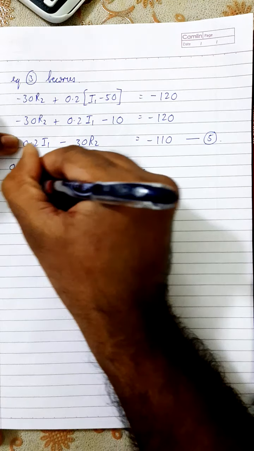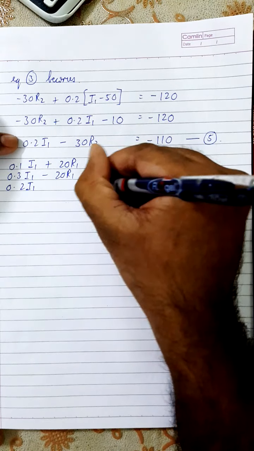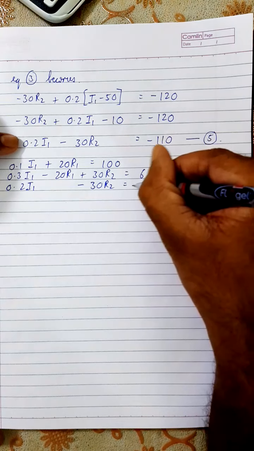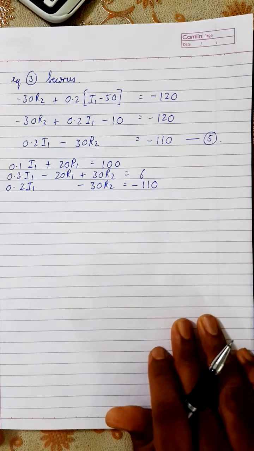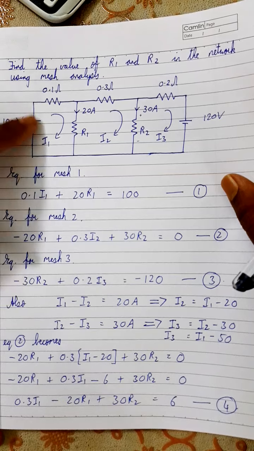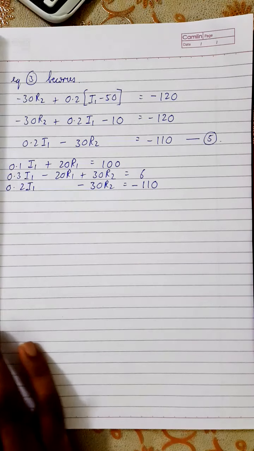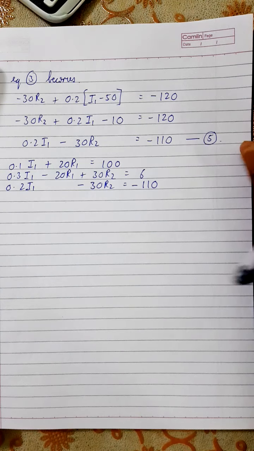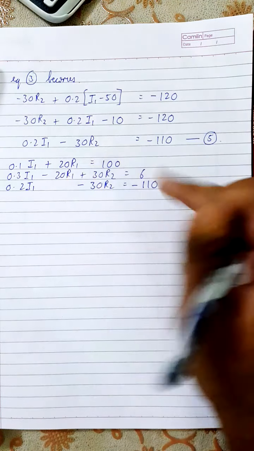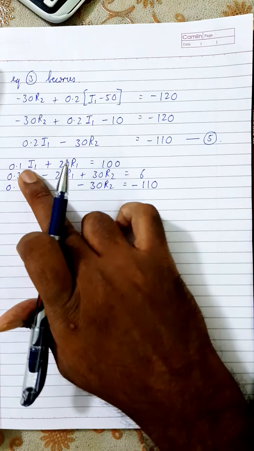The third equation is this one: 0.2 I1, there is no R1, minus 30 R2 is equal to minus 110. Let me check if I have made any mistake somewhere, since I am not that perfect. Okay, I hope I haven't made any mistake. So these are the three equations, and they only have I1, R1 and R2. Just like in the previous problems, there used to be I1, I2 and I3. Here it is I1, R1 and R2.